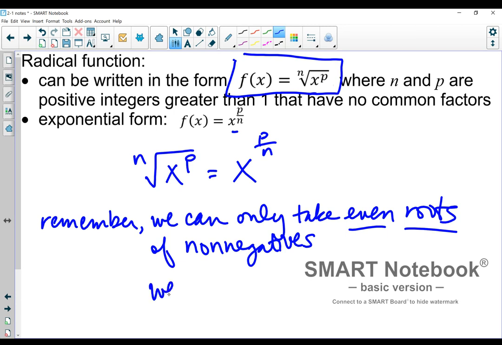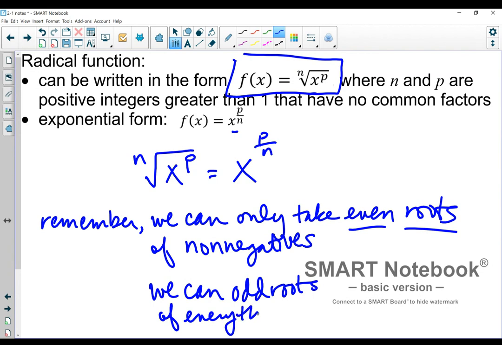We can take odd roots of everything. We can have odd roots of negatives, but not even roots. So that's just a quick thing to remember.